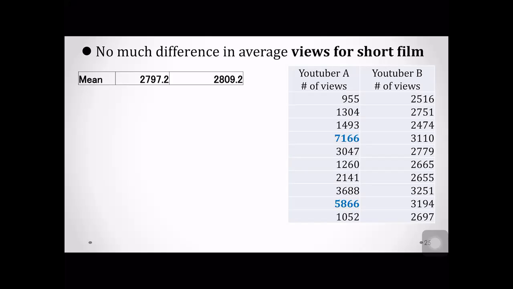It's around 2,800 views per video. However, can we say that A and B have the same volatility or the same variance? No. For YouTuber A, there is a big variance among videos. Some videos have very low views, some 955. Some videos have very high views, so 7,000. In order to capture the variance between groups, we calculate the variance and standard deviation. To calculate the variance, let's calculate the deviation first.